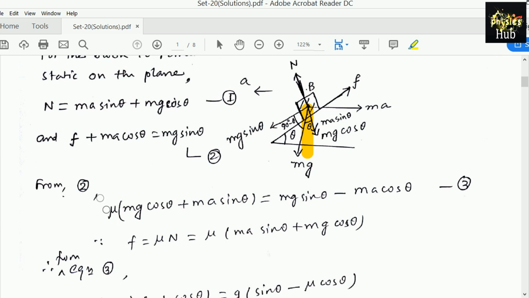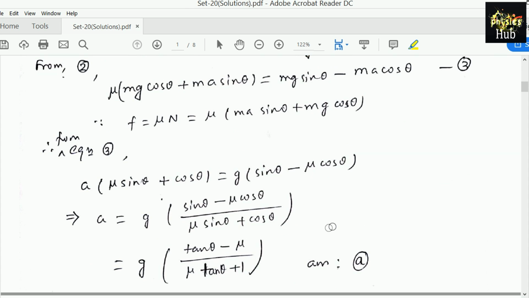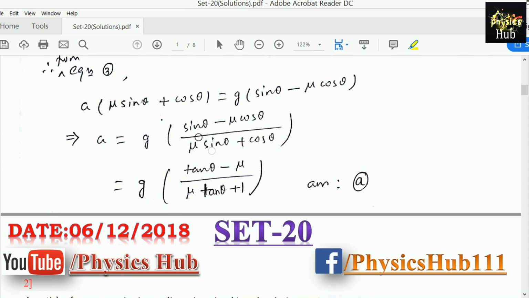Now, as you know, F equals mu into N, where N is the normal reaction, so mu into the value of N can be got from this equation. So you just replace the values and take common terms, and you will get this answer. We have divided the numerator and denominator by cos theta, so you will get a equals g into tan theta minus mu by mu tan theta plus 1.